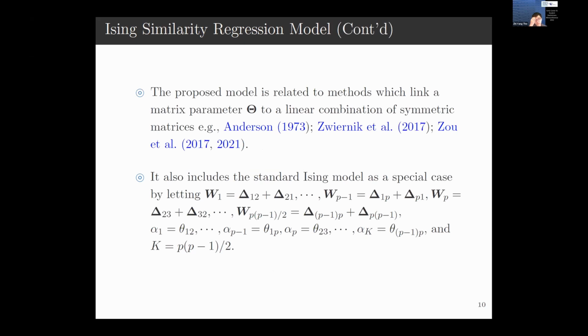This proposed model is actually related to other methods in the literature, which link a matrix parameter to a linear combination of symmetric matrices. But in most of these cases, the theta matrix that they consider is a covariance matrix. In our case, it's not a covariance matrix; it's just an interaction matrix that we discussed at the beginning. One thing to note is that the Ising similarity regression model that we propose includes the usual standard Ising model as a special case: if you carefully define the W_k matrices and also the regression coefficients, then you can get back to the standard Ising model.